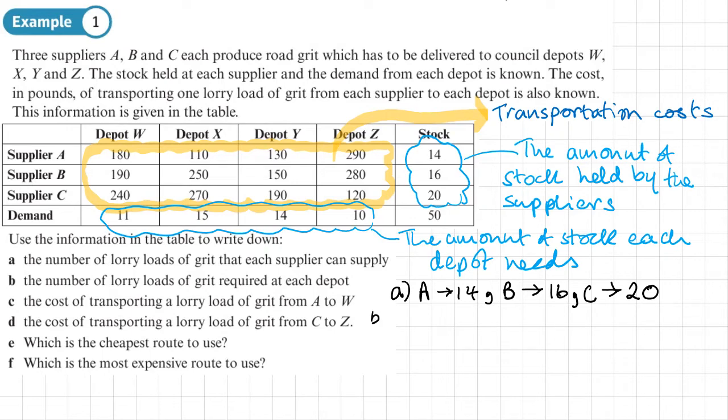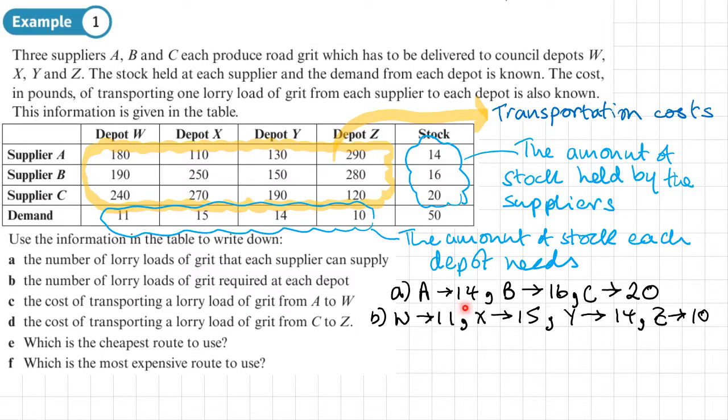Part B, we want to write down the number of lorry loads of grit required at each depot. Well, depot W requires 11 lorry loads of grit. Depot X requires 15 lorry loads of grit. Depot Y requires 14 lorry loads of grit, and depot Z requires 10 lorry loads of grit.